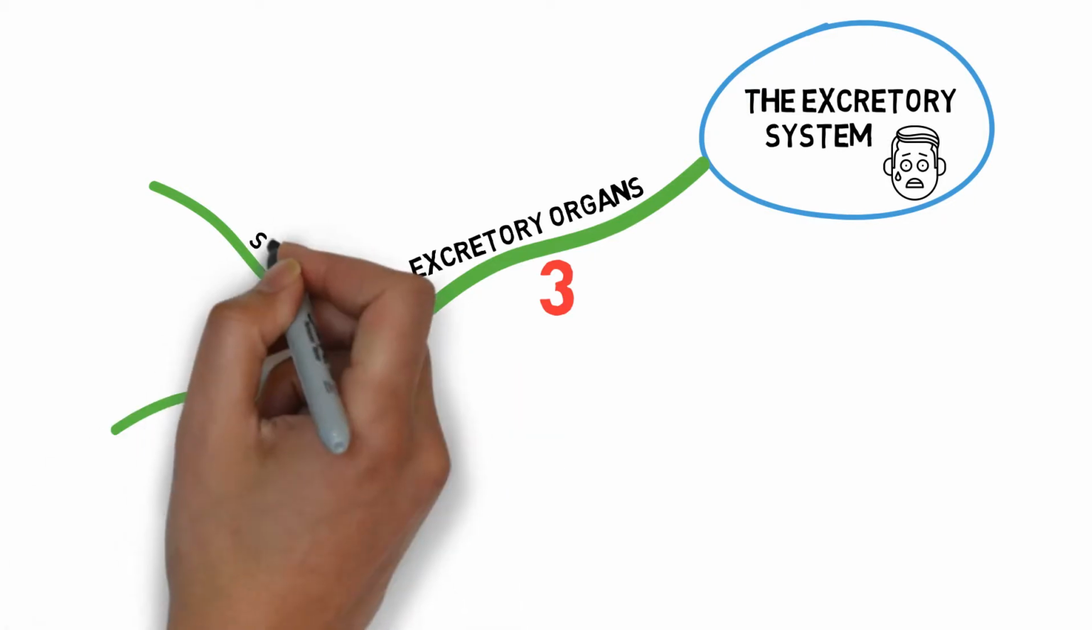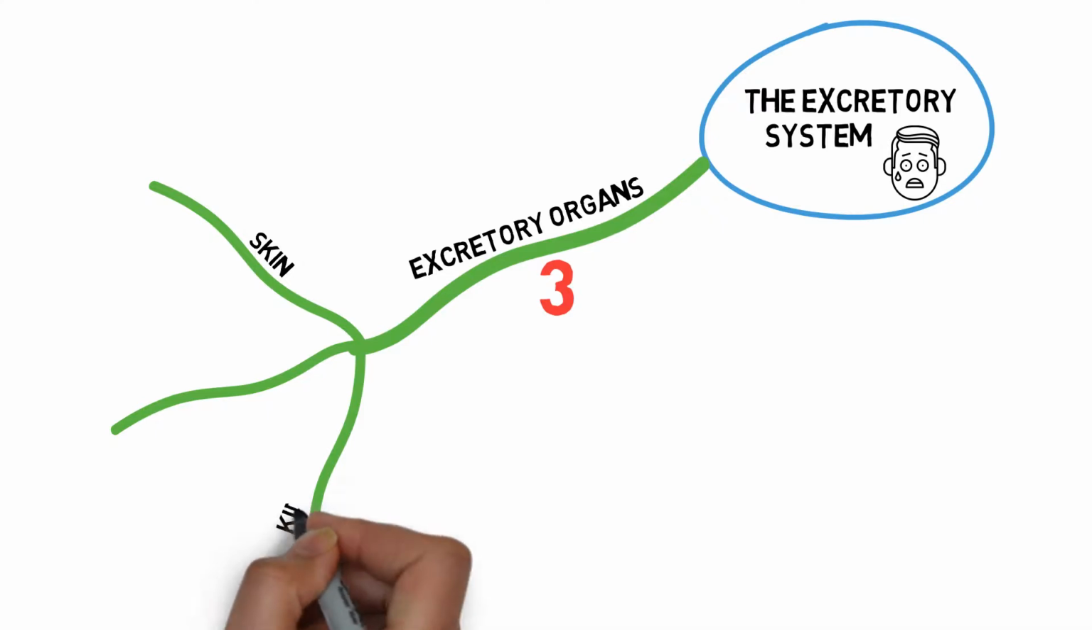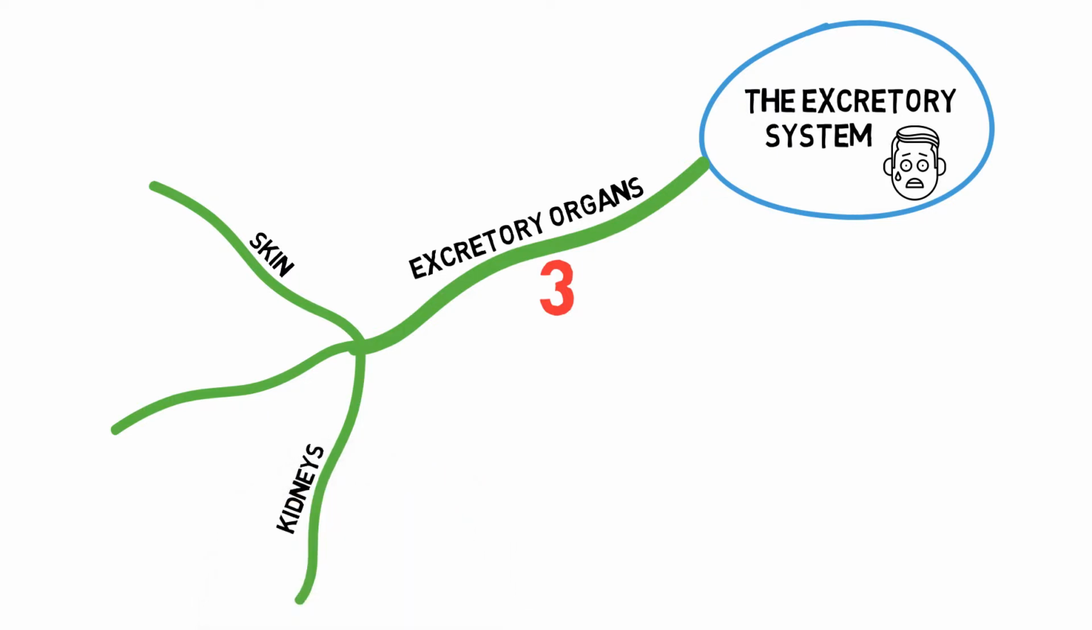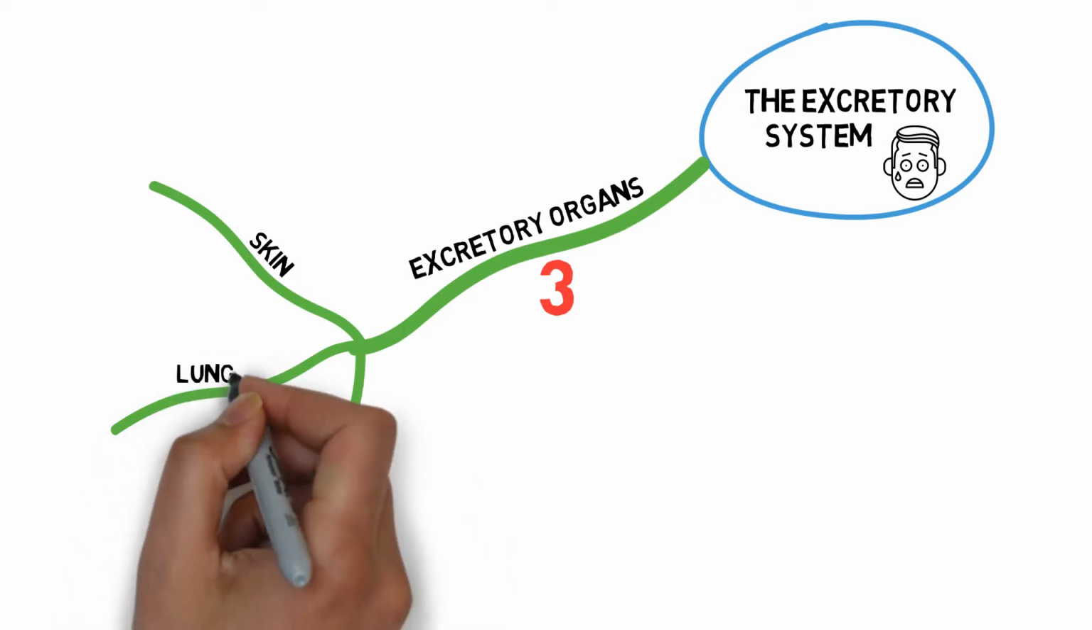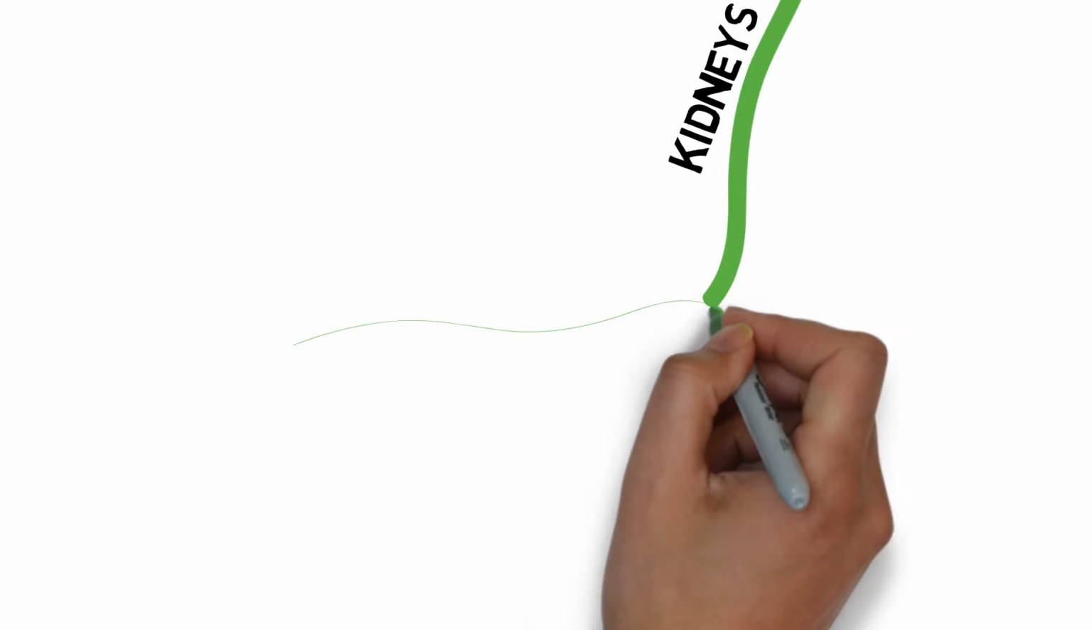baby branches. Number 1, we have the skin. We're going to write it on one of the branches. And then we have kidney, which we're going to write on the other branch. And we have lungs. So from lungs, kidney, and skin, we can generate another level of idea.